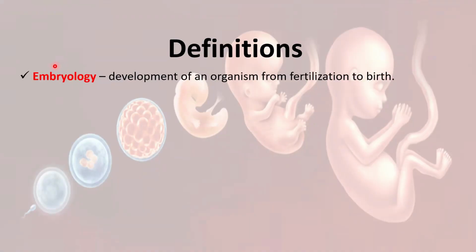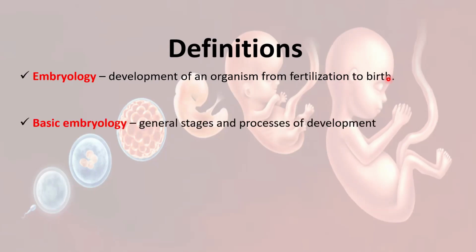If you'd like to define embryology, we'll define it as the development of an organism from the time you have fertilization to birth. Fertilization is when the male and the female gametes fuse to form a zygote, and birth, of course, is during the delivery period. So embryology is the development of that zygote until it becomes a baby.